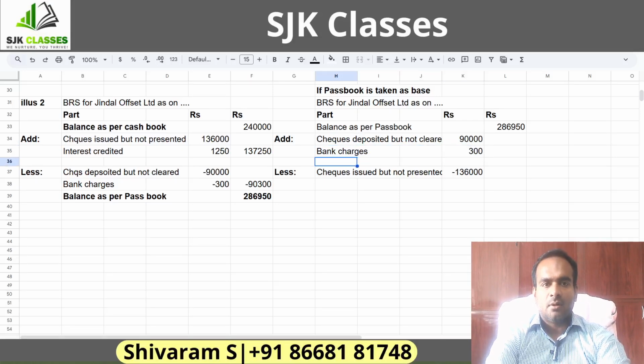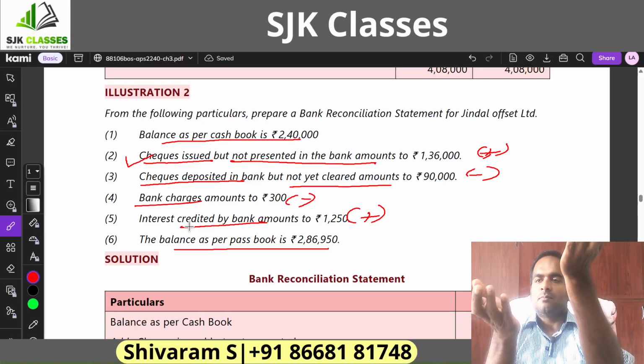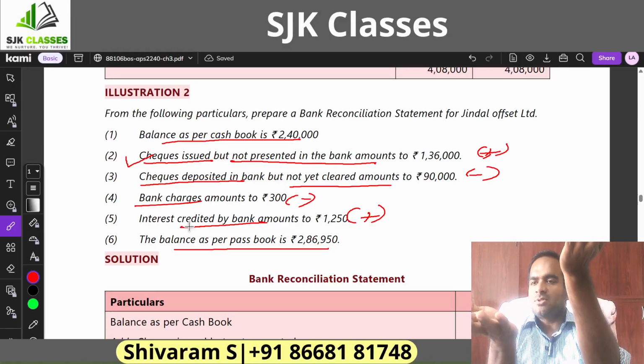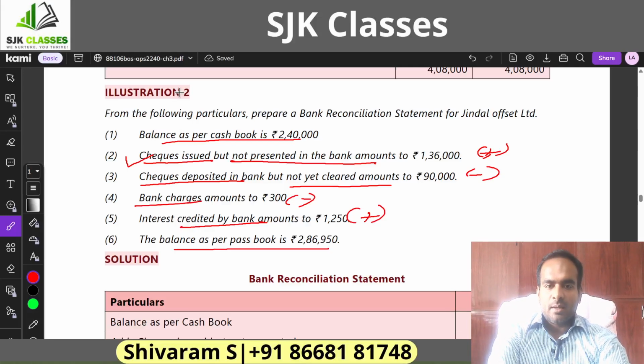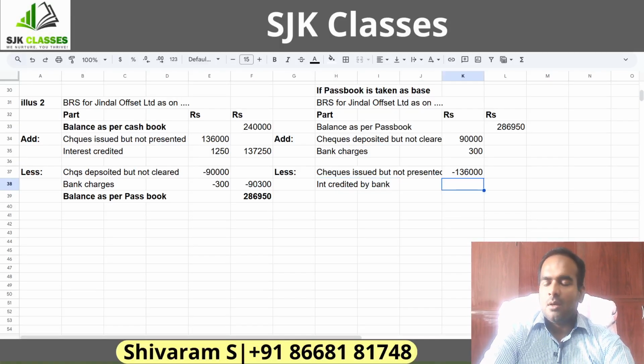Bank charges 300. Next one, interest credited by bank. Just now we spoke about this. It's a case of receipt. So my passbook will go up. Cash book stays the same. The receipt and the impact is in passbook because credit was given by the bank. Passbook has gone up, cash book stays the same, movement is over. To match with right hand, plus minus your left hand. So you must reduce it. The case of reduction. In minus, it will be 1250. So interest credited by bank, amount is 1250. That's it, over.